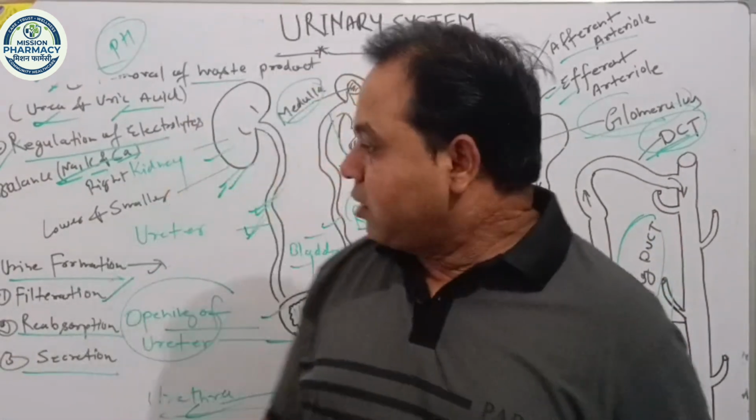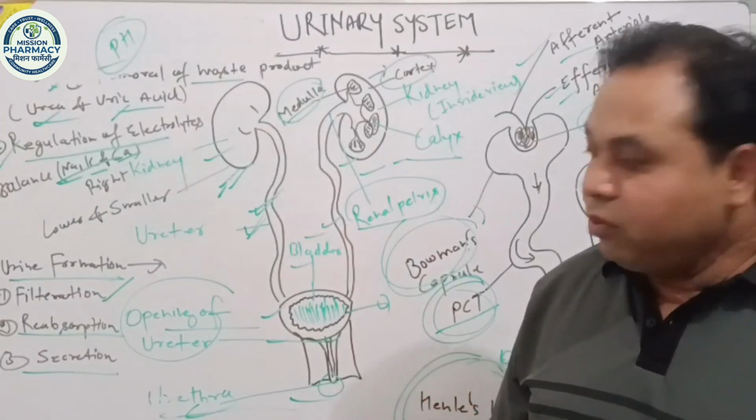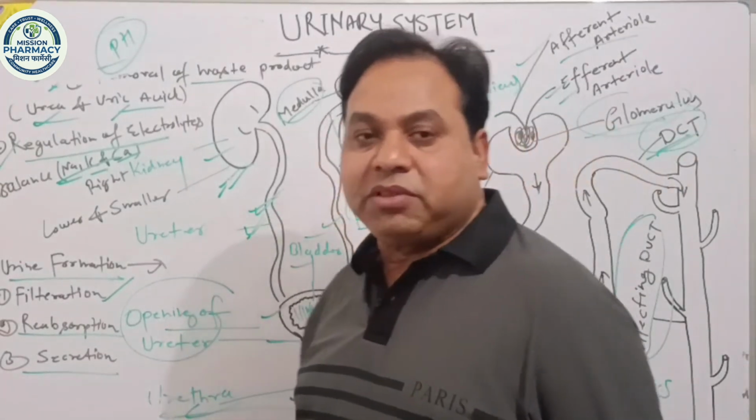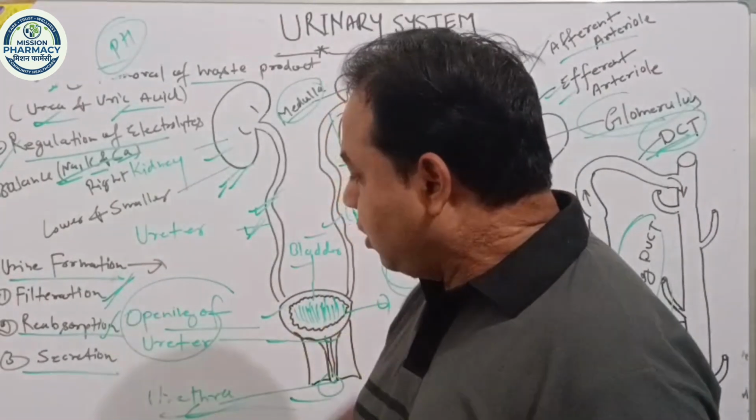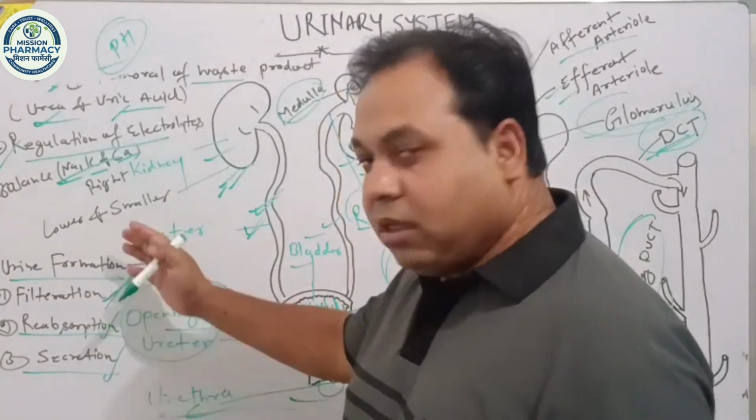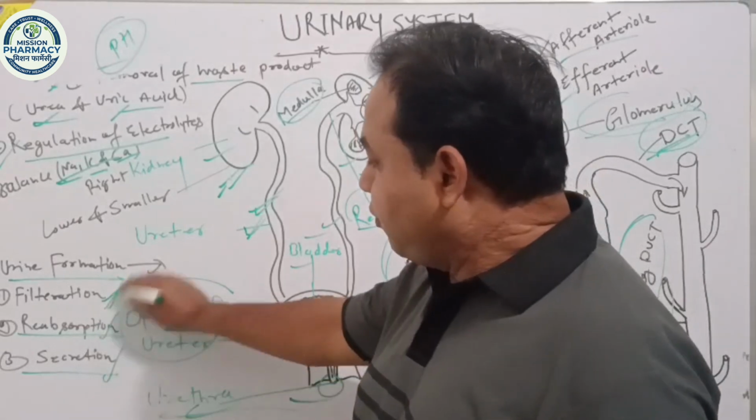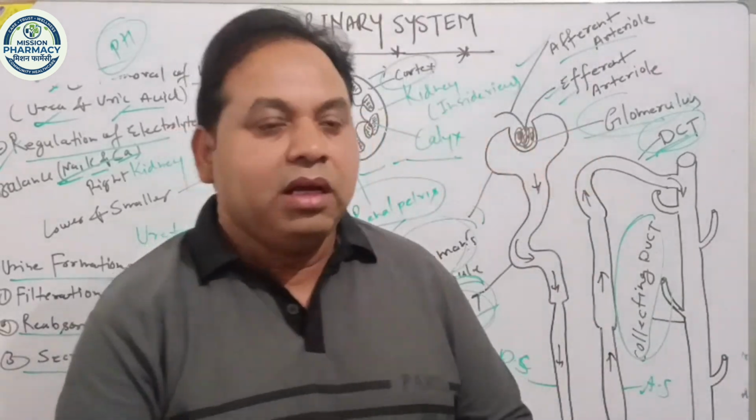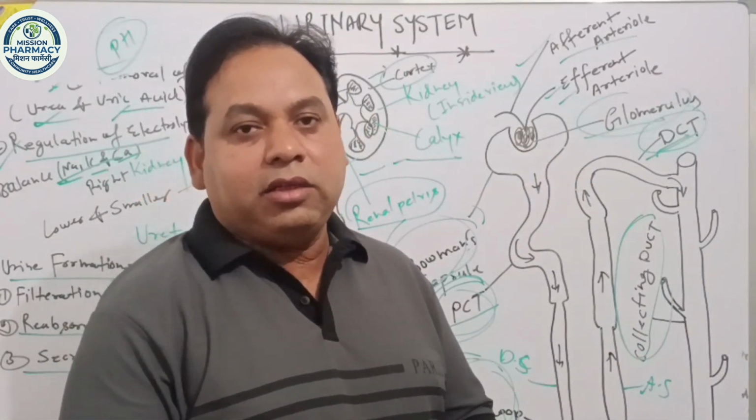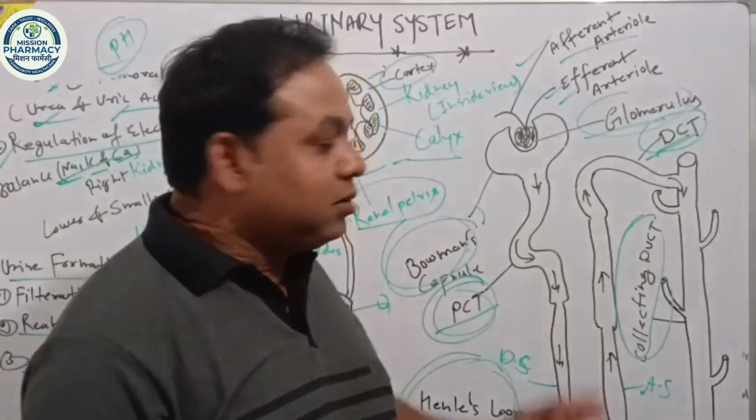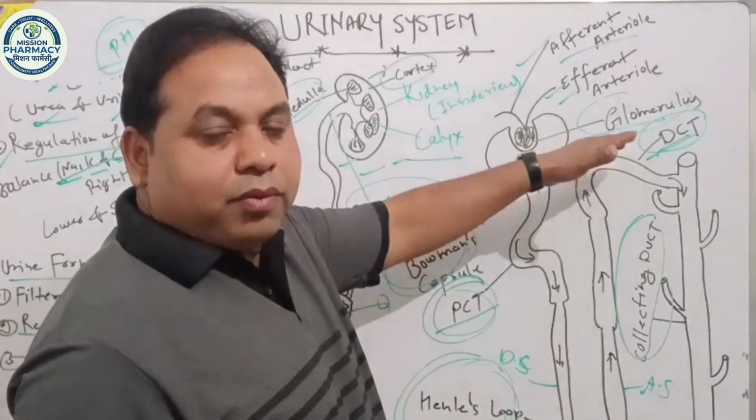Dear students, I am now discussing the physiology of the urinary system, that is the formation of urine. There are three important steps in the formation of urine. First is filtration, then reabsorption, and finally secretion. There is a little difference between the three parts. In filtration, the important constituents are retained, and the toxic material which is not usable for our body is removed and comes into the filtrate. The glomerulus plays an important role in this process.